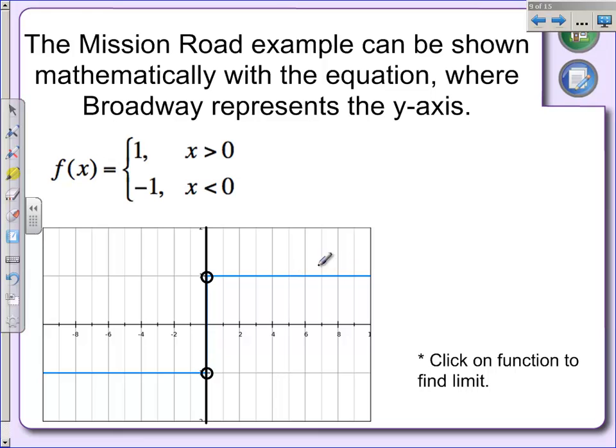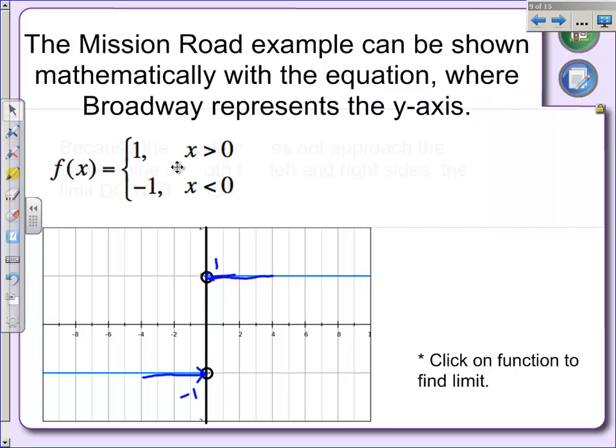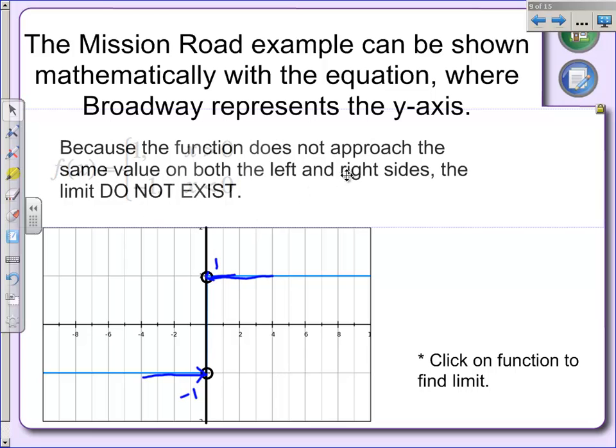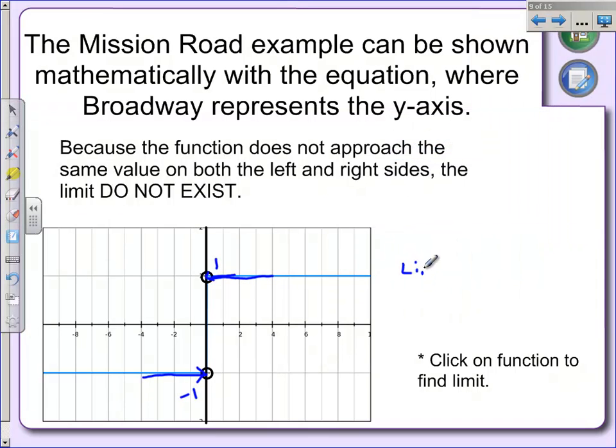And this is an instance where from the right, the graph is approaching +1. But from the left, the graph is approaching -1. So we would say that the limit does not exist because from the right and from the left, they're not approaching the same y value. So here we would say DNE for our answer to our limit. Let's just write this down. The limit as x approaches 0 of f of x equals does not exist.